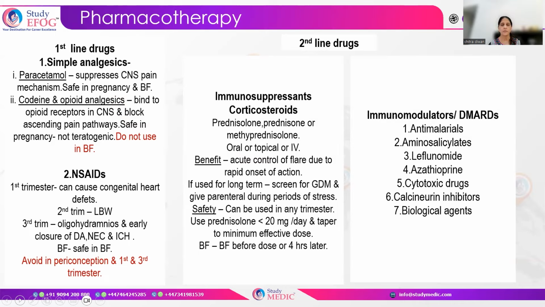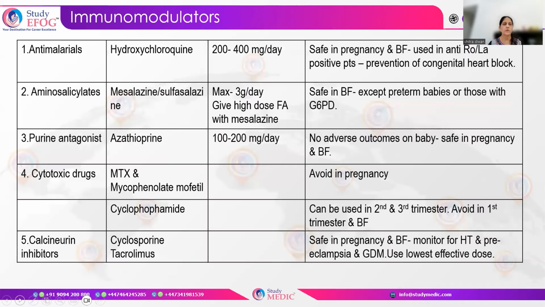Let us have a look at the immunomodulators. You have antimalarials. The commonest one that is used is hydroxychloroquine. It is given in a dose of 200 to 400 milligrams per day. Safe in pregnancy and breastfeeding, used in those who are anti-Ro or anti-La positive, and it is said that it helps in prevention of congenital heart block.